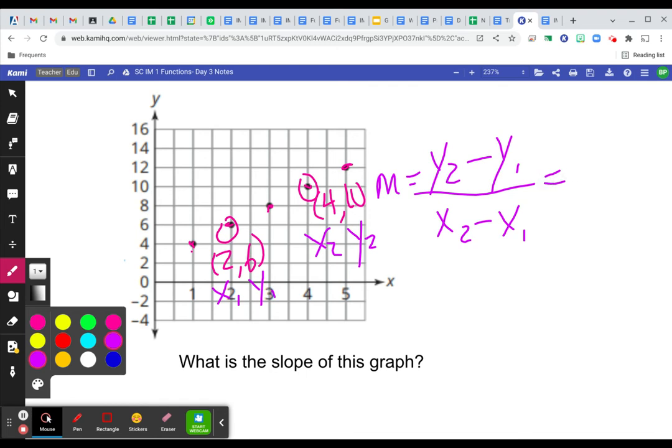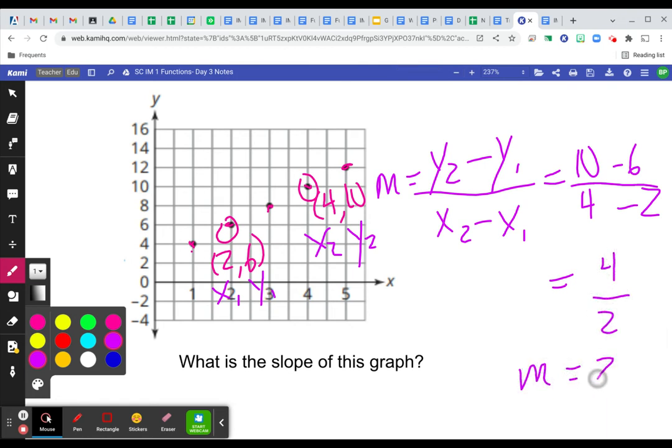Make sure that they correspond. So y2 was 10 minus y1 was 6 over, and when I say correspond, you have to do the x2 that goes with y2. So in this case, it's 4 minus 2. So what that gives us is 4 over 2. So that gives us a slope that is equal to 2 when we reduce it down.